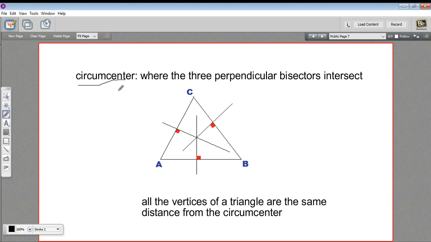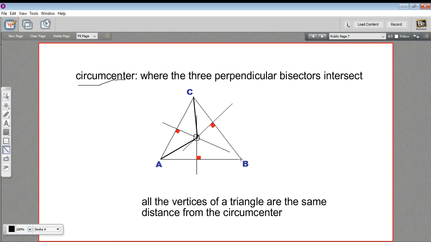The circumcenter happens when you draw in the perpendicular bisectors. If you put in the perpendicular bisector of each side of a triangle, they always cross at a single point. That single point is called the circumcenter. And it has an interesting property. That property is that it's equidistant. It's the same distance from each of the three vertices.